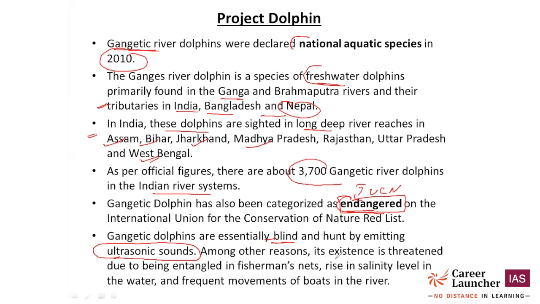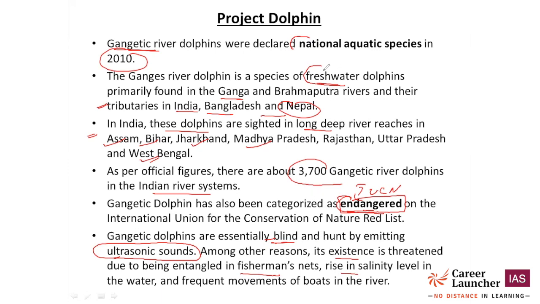Among other things, its existence is threatened due to being entangled in fishermen's nets. So during fishing activity, this type of species is caught without any reason. Okay, that is one reason behind the declining population of the Gangetic dolphin. Rise in salinity level. Salinity level matters because it's a freshwater species. Okay, it's a freshwater dolphin.